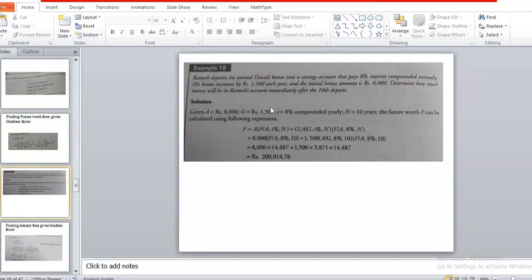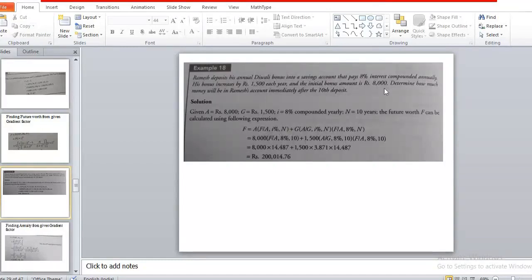Plus with this increment of 1,500 each year. With this gradient and with this interest rate of 8%, again there is some future value for this 10 year period, by considering this 1,500 gradient each year.